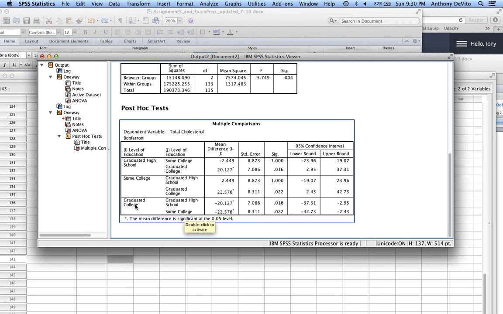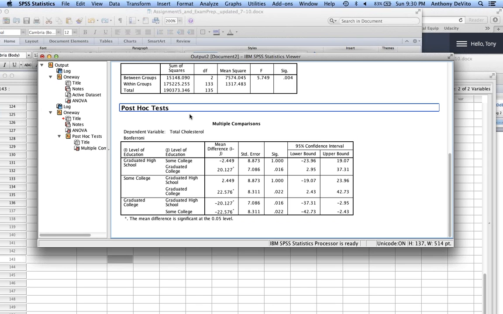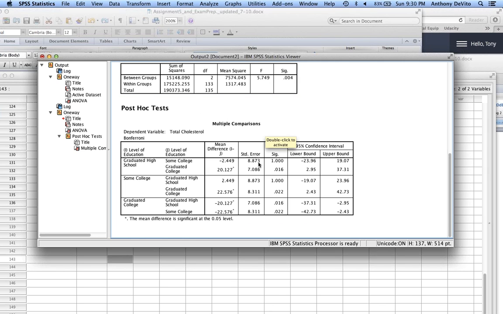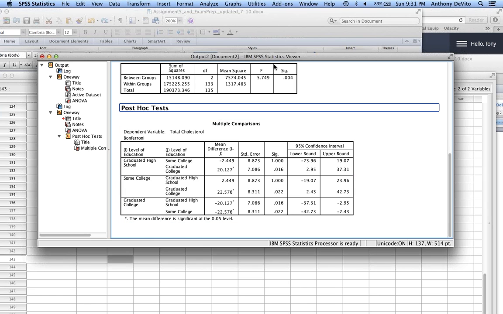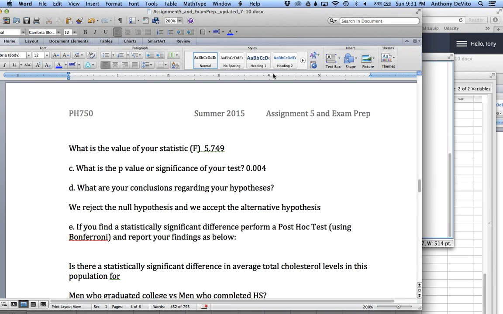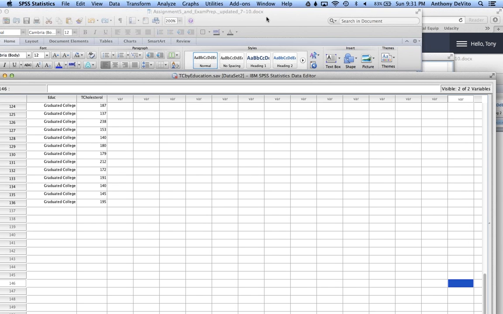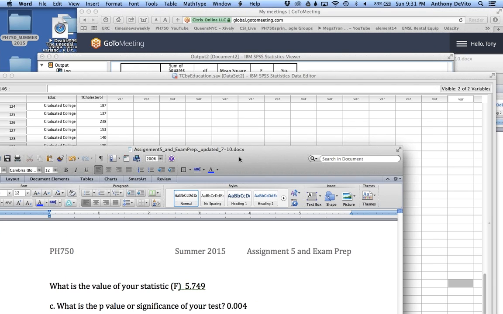Okay, and in fact, you see that repeated down here. Graduated college versus these other two groups are significant. The only one that wasn't significant was comparing graduated high school to some college. So that was not a significant difference in means. What this has allowed us to do is not just prove that there is a difference in at least two of the means, but actually identify which of the means show a statistically significant difference. And again, we would cut and paste that table into our document.